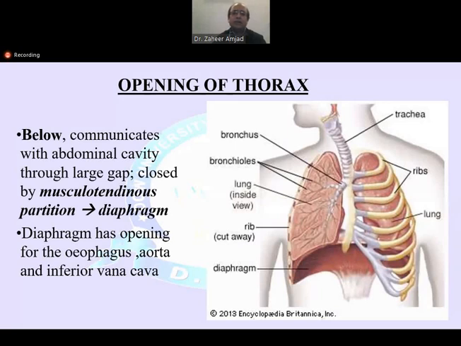The structures which pass from the thorax into the abdomen or vice versa pass through openings within the diaphragm. The three important openings are for the inferior vena cava at the T8 level, the esophagus at the T10 level, and the aorta, which actually does not penetrate it, but lies behind it and passes at the level of the T12 vertebra.